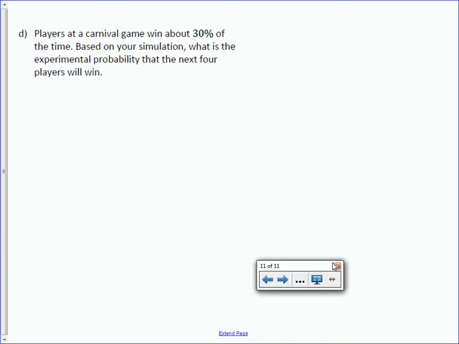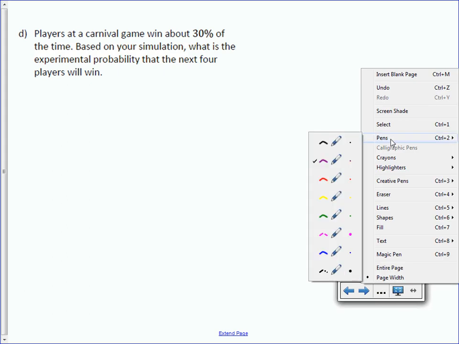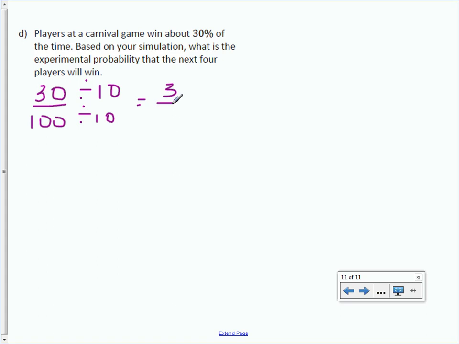Letter D. Players at a carnival game win about 30% of the time. Based on your simulation, what is the experimental probability that the next 4 players will win? So let's change it to our fraction form. So we've got 30 over 100. Let's divide by 10. And we get 3 out of 10.